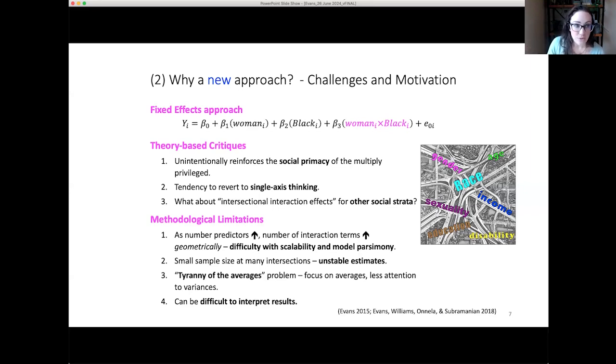You get a lot of issues here with scalability. You want to scale up your analysis to include more things. It's going to be a problem for model parsimony. You also have the small sample size problem, the thing we are always moaning about here in quant world. Once you start slicing and dicing your sample into lots of tiny groups, you might end up with some intersections that have 10 people in them, 5 people in them, 1 person, right? The N of 1 problem.